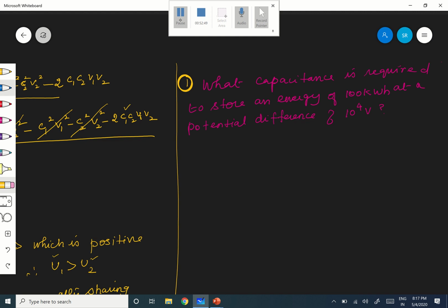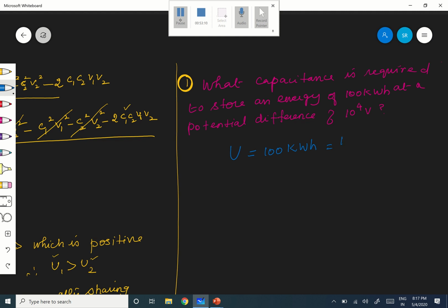Some other color. What color? Blue, right? Therefore, what is that? What is given? U is equal to 100 kilowatt hour. 1 kilowatt hour is equal to 3.6 into 10 power 6 joules. So first you have to convert into SI unit.